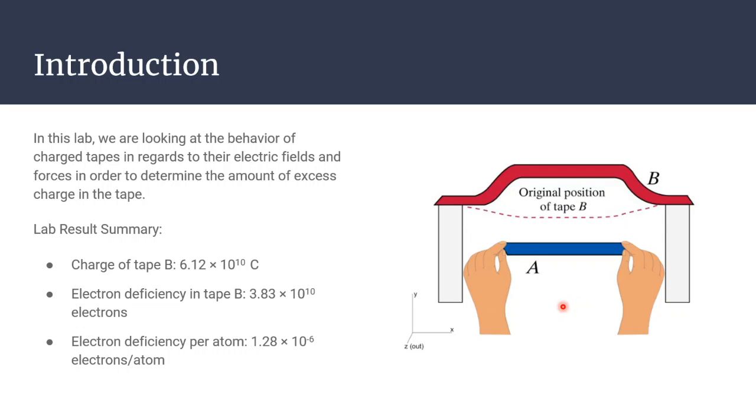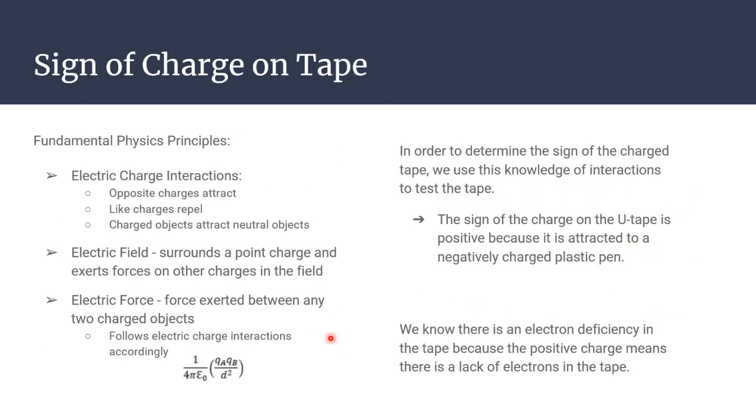So what we did in the experiment was take charged tape A close to a hanging charged tape B, and then found the distance between the two once the repulsion occurred between the two tapes. We found these results for our lab, which I'll be going into further later on in the presentation.